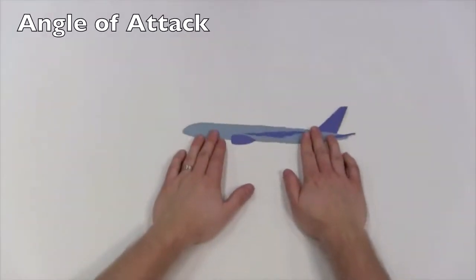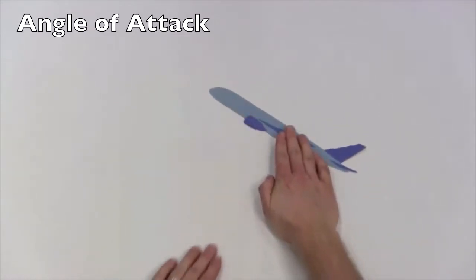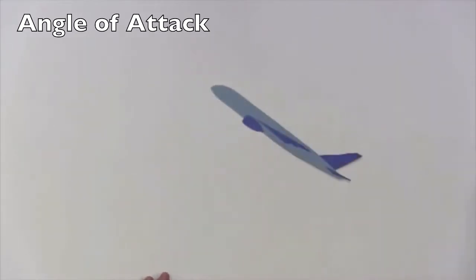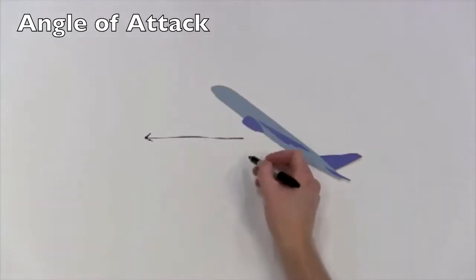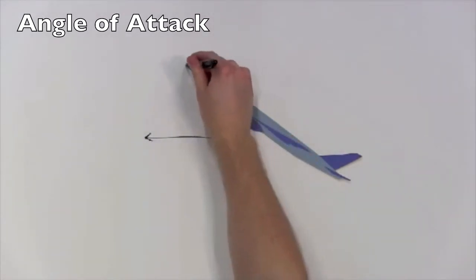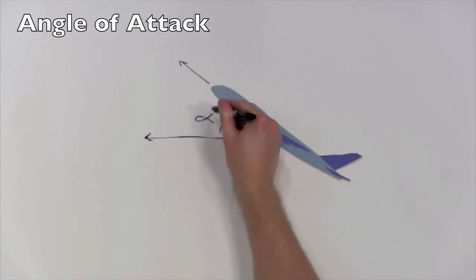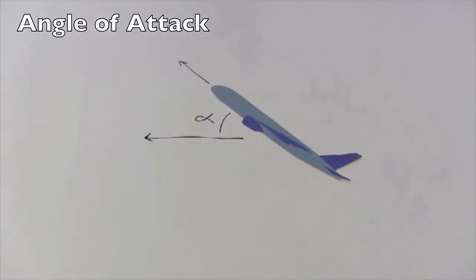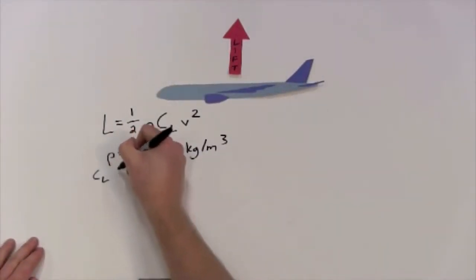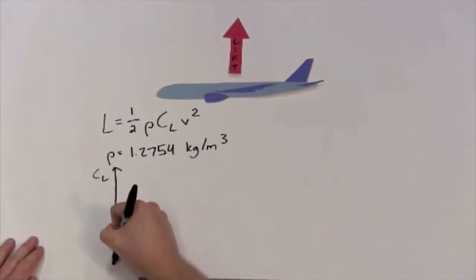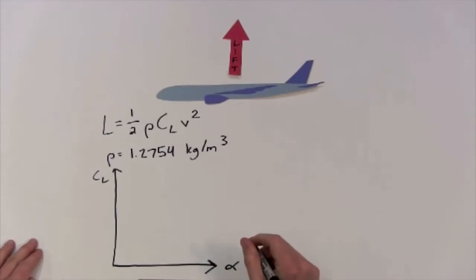Angle of what? Aircraft can pitch up and down. And even if they're pitched up, they're still traveling in a horizontal direction like that. Now, the angle formed here by the horizontal direction of travel and the direction of the aircraft's nose is called the angle of attack. And we denote that with the Greek letter alpha. So we can make a little plot here of that.